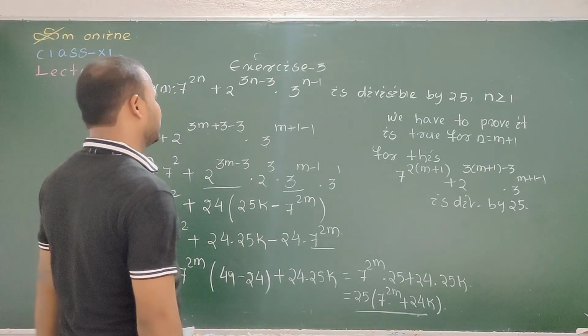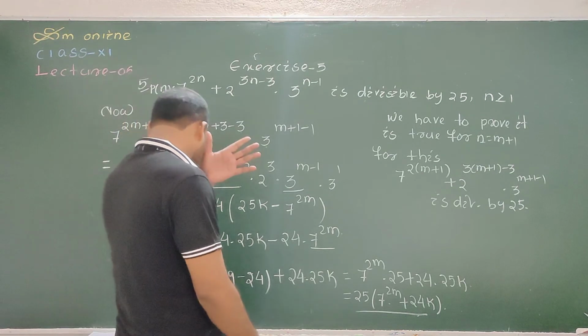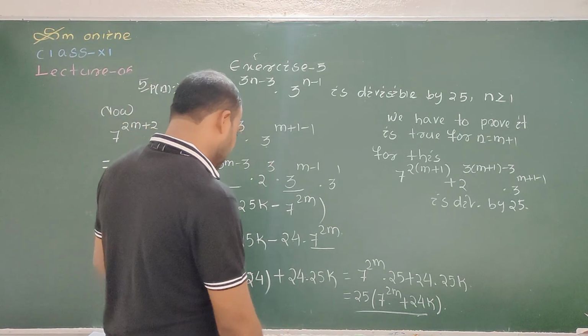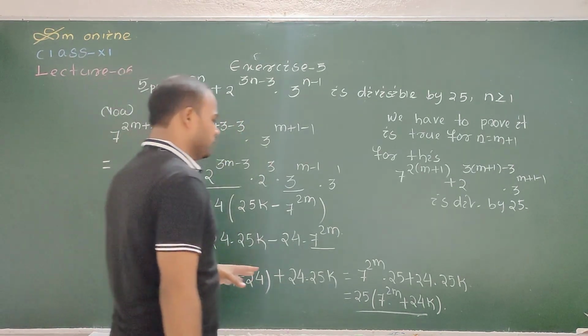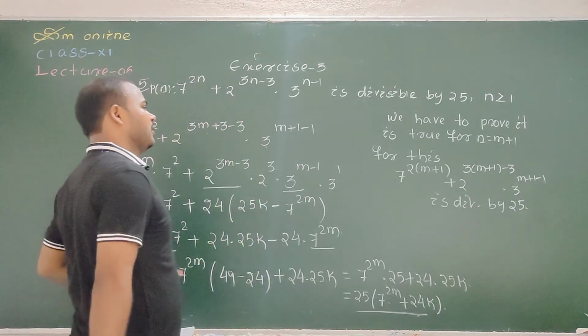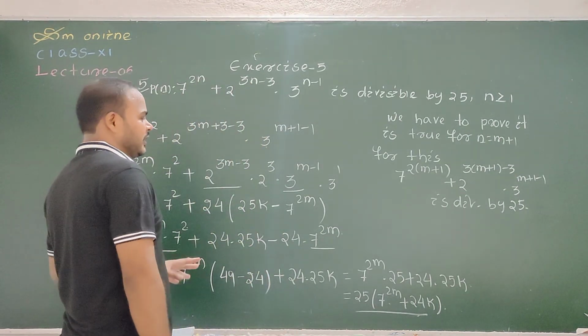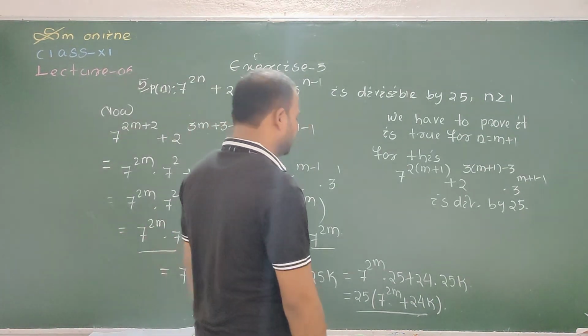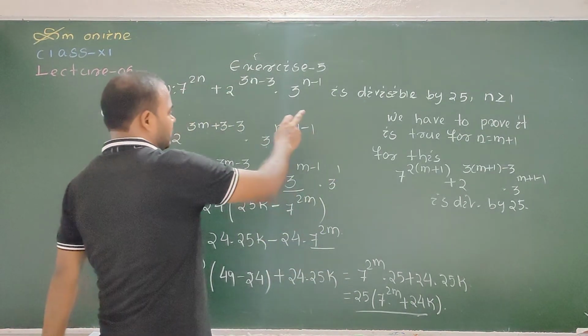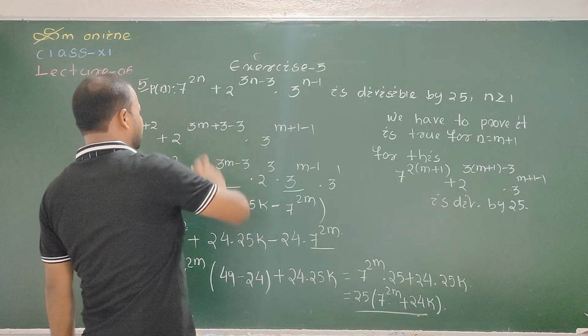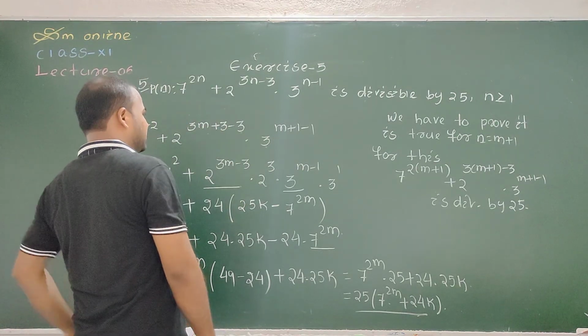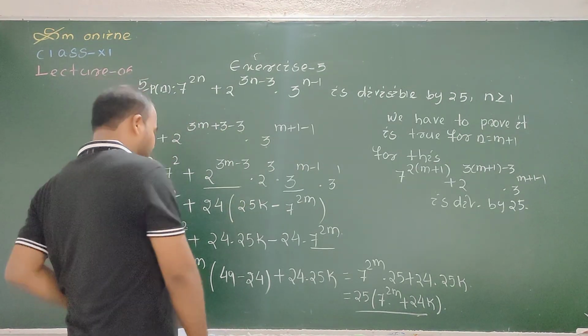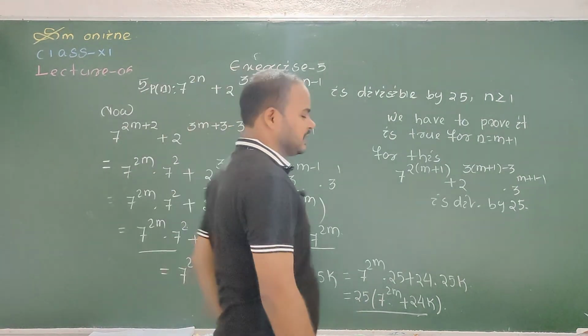Okay, so next write the conclusion. Since it is true for n equal to m plus 1, for which it is true for n equal to m, therefore the given statement is true, which is 7 to the power 2n plus 2 to the power 3n minus 3 into 3 to the power n minus 1 is divisible by 25 by the principle of mathematical induction.